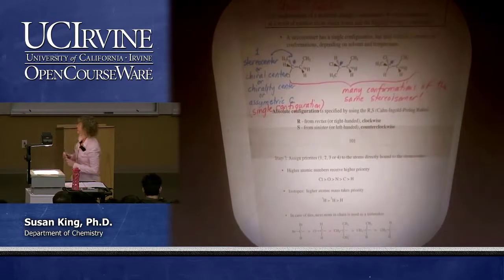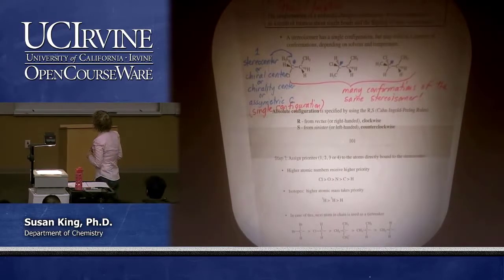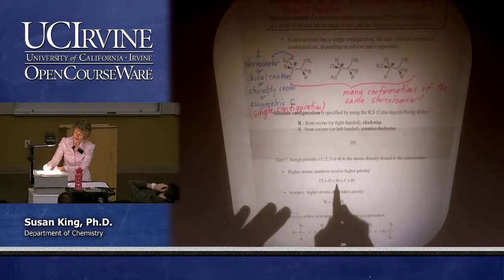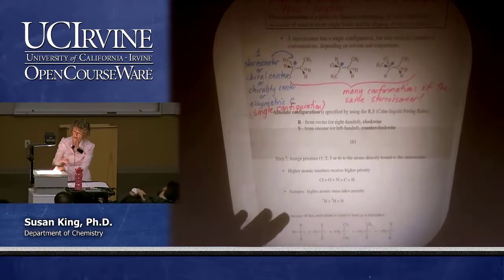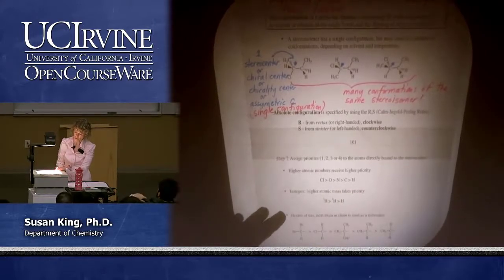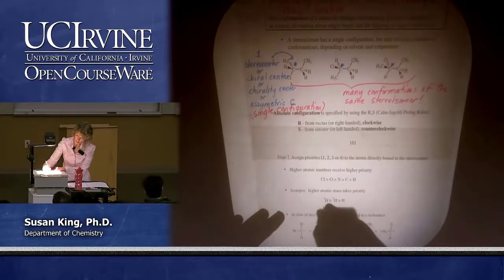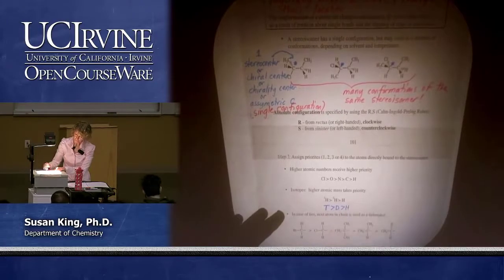All right. So what we're going to do is assign priorities, 1, 2, 3, or 4 to the atoms directly bonded to the stereocenter. Higher atomic numbers receive higher priority. So chlorine will be higher than oxygen, which will be higher than nitrogen, higher than carbon, carbon higher than hydrogen. Isotopes, higher atomic mass takes priority. So tritium would have a higher priority than deuterium, which should have higher priority than hydrogen.